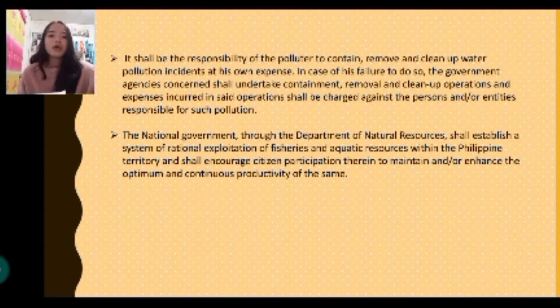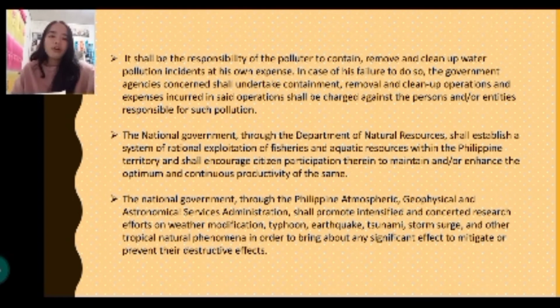And the national government, through the Department of Natural Resources, shall establish a system of rational exploitation of fisheries and aquatic resources within the Philippine territory, and shall encourage citizen participation therein to maintain and or enhance the optimum and continuous productivity of the same. And the last one is the national government, through the Philippine Atmospheric, Geophysical, and Astronomical Service Administration, shall promote intensified and concerted research efforts on weather modification, typhoon, earthquake, tsunami, storm surge, and other tropical natural phenomena in order to bring about any significant effect to mitigate or prevent their destructive effect.